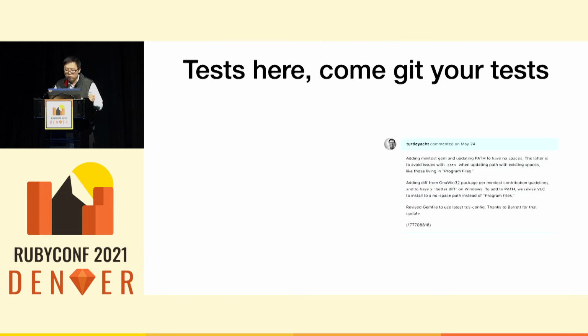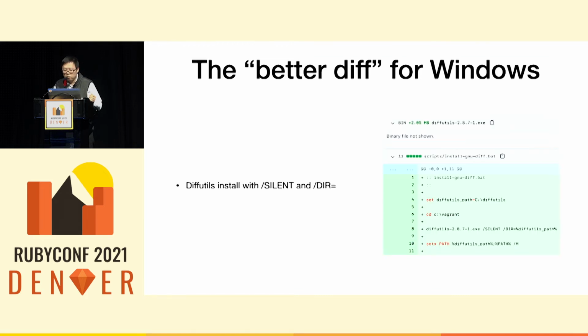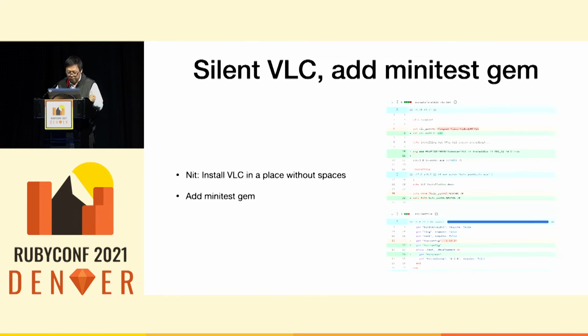Now that we have a Windows VM and a running app that we can interact with using JRuby and Sikuli, we can start writing tests. Minitest comes with Ruby, so we'll use that. We install diff utils, although for code diffs I used Visual Studio Code from the local machine before making commits.